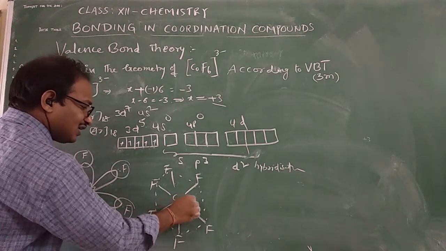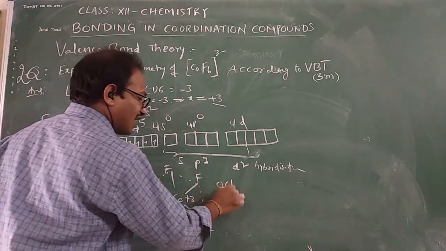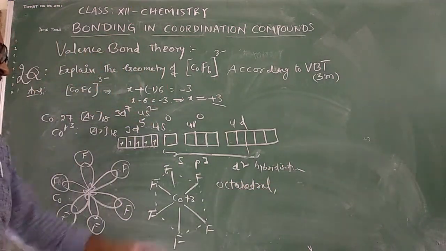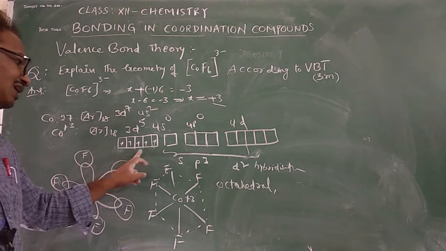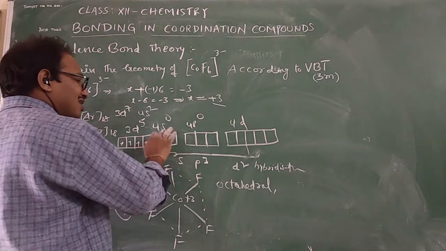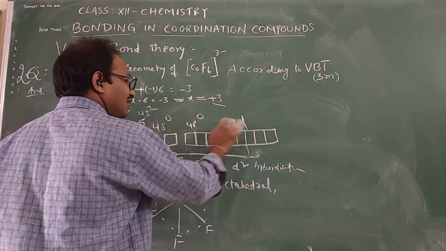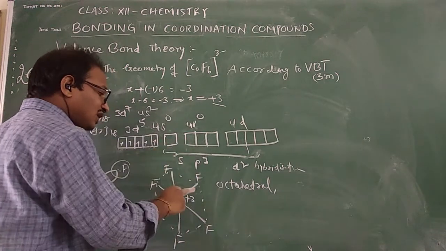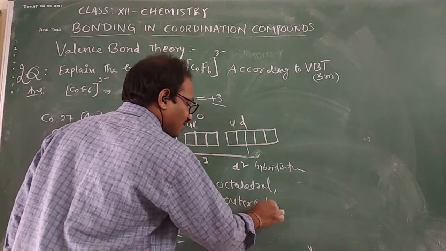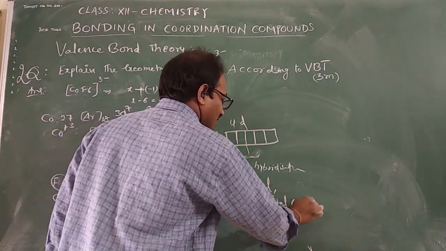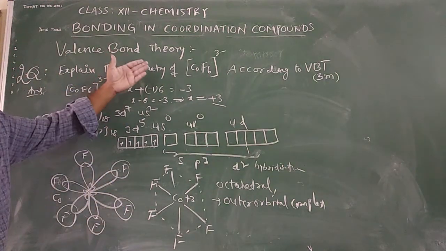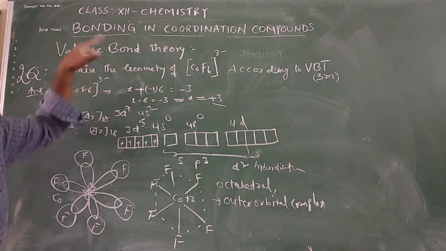Cobalt oxidation state is plus 3. So what was the shape? Octahedral shape. The shape of the molecule is octahedral. And here, what type of complex compound is it? All are 4s, 4p, 4d, so these are all outer orbital complexes.